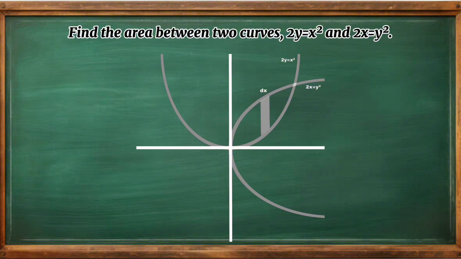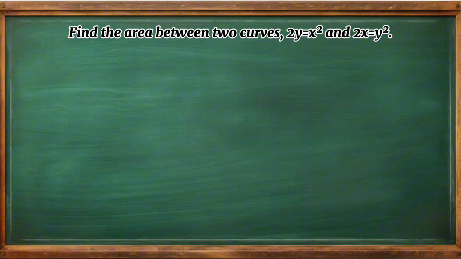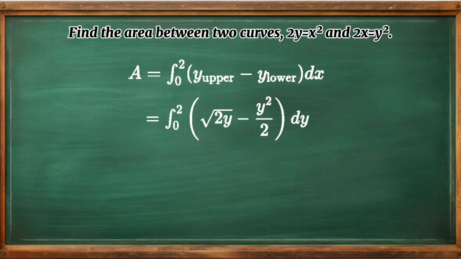Since we're integrating with respect to y, we convert both functions in terms of x. The rightmost curve is x is equal to square root of 2y, and the leftmost is x is equal to y squared over 2. The horizontal distance between the curves at any value of y is therefore square root of 2y minus y squared over 2. So the area becomes A is equal to the integral from 0 to 2 of square root of 2y minus y squared over 2 dy.